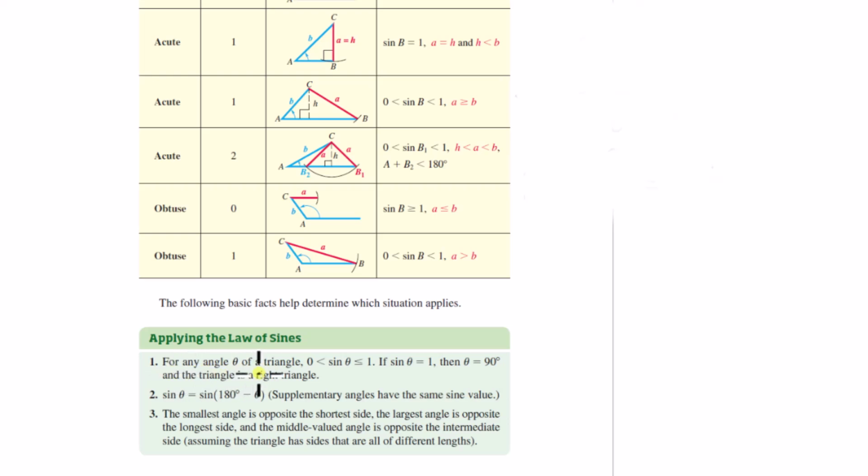For any angle theta of a triangle, the sine of the angle is going to be between 0 and 1 because sine is positive in quadrant 1 and quadrant 2. Any angle of a triangle is going to be acute or obtuse. So no matter what the angle is, the sine of that angle is going to be something between 0 and 1. And it could be equal to 1 if it's a 90-degree angle. And that's what they say here: sine theta is equal to 1.